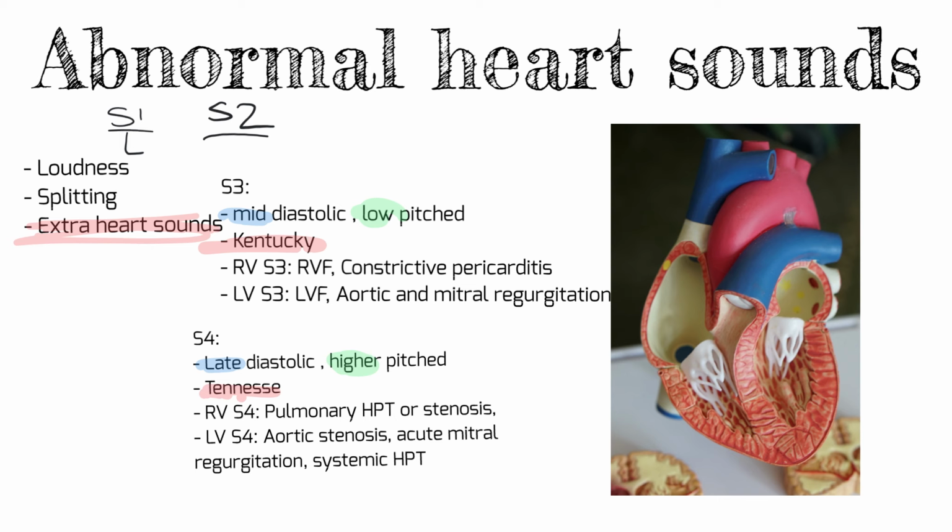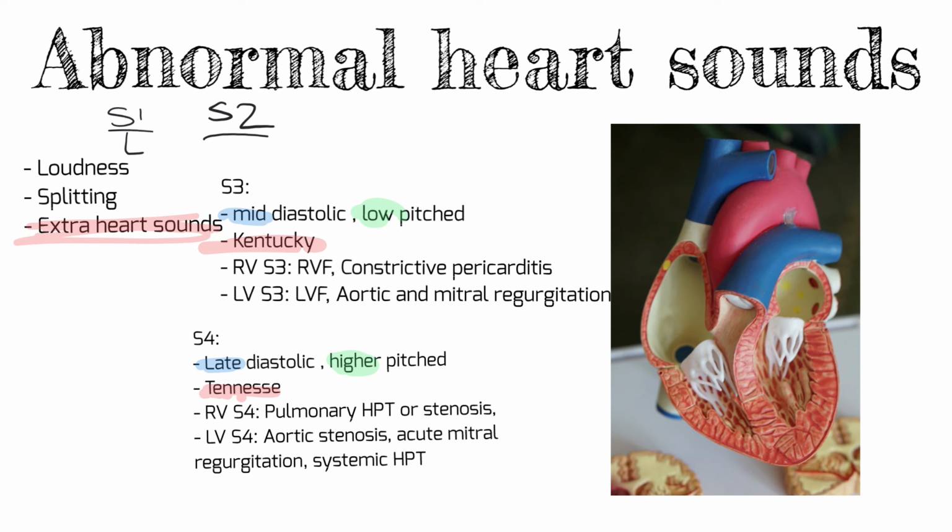And here's just a whole list of different causes, and if you read Talley and O'Connor, you'll find they give different mechanisms, but I suggest that you just try and memorize some of these causes. So right ventricular S3. Remember, you could hear the S3 on the left, or you could hear it more on the right, and that's important because they have different causes. If you hear a right ventricular S3, that's more suggestive of either right heart failure or constrictive pericarditis, whereas a left ventricular S3 is more suggestive of left heart failure or aortic and mitral regurgitation.